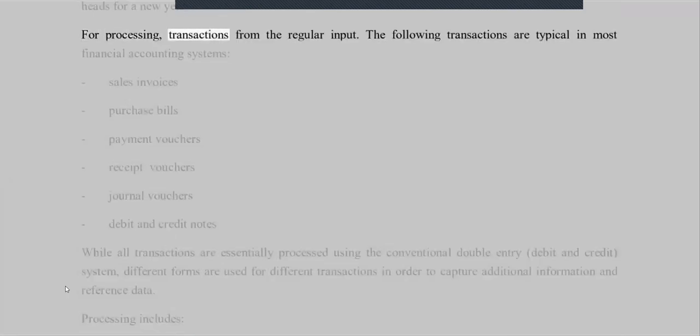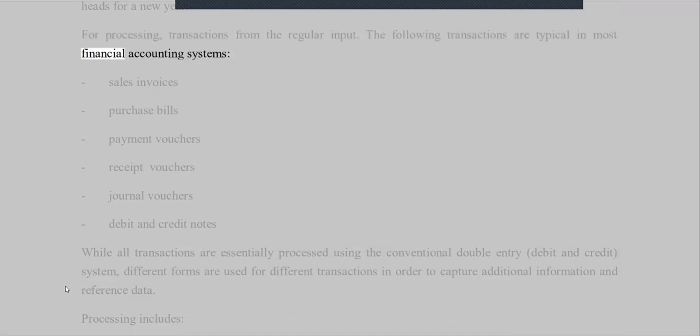For processing transactions from the regular input, the following transactions are typical in most financial accounting systems: sales invoices, purchase bills, payment vouchers, receipt vouchers, journal vouchers, debit and credit notes. While all transactions are essentially processed using the conventional double entry, debit and credit system, different forms are used for different transactions in order to capture additional information and reference data.